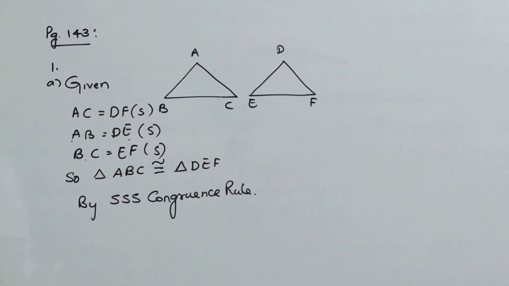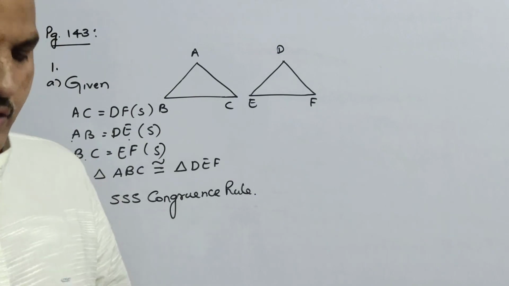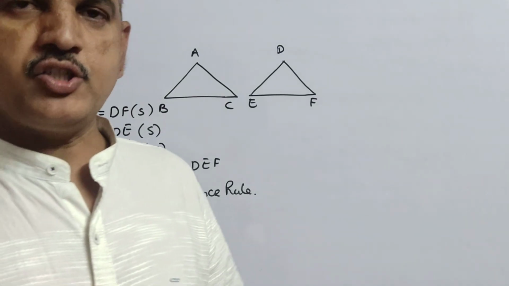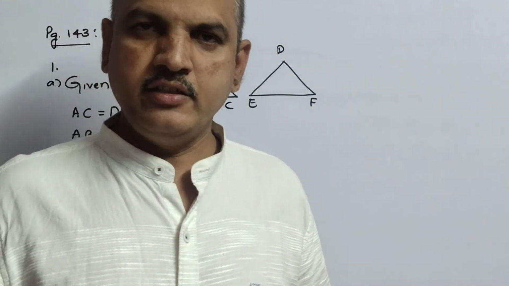So this is the question given, and this is the answer: by SSS congruency rule. Okay children, now you can write even B, C, D, first Roman A, B, C, D. Is it clear now?